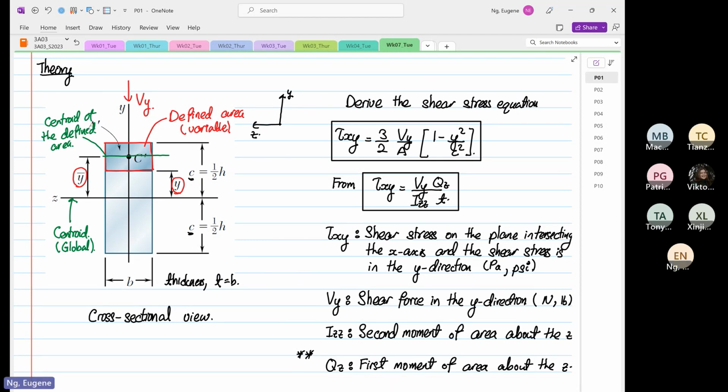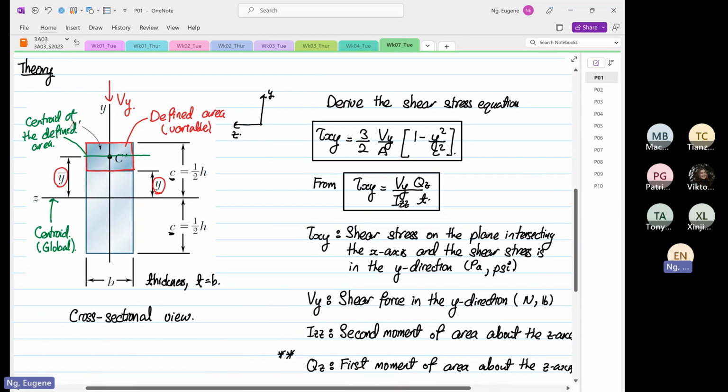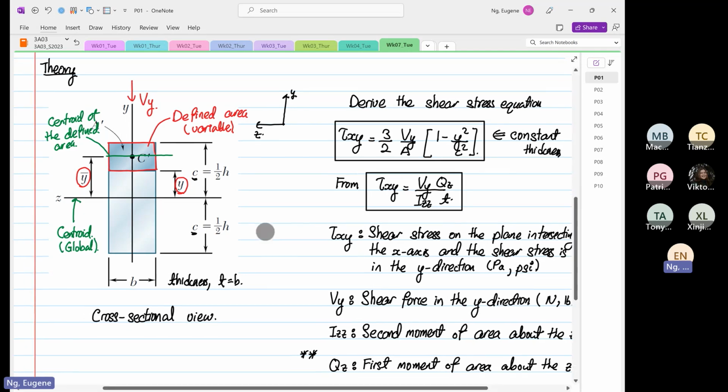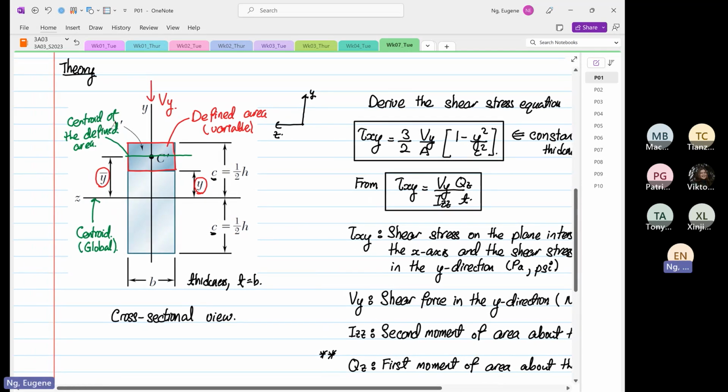It's equal to B. Now the relationship you see over here, where shear stress is 3/2 Vy over A, times 1 minus y squared over c squared, is only suitable for constant thickness. As you can see in the diagram, B is a constant. It did not change at all. Some structures will change. Later on, we'll do some problems where the thickness actually changes. But for this case, it's a constant.